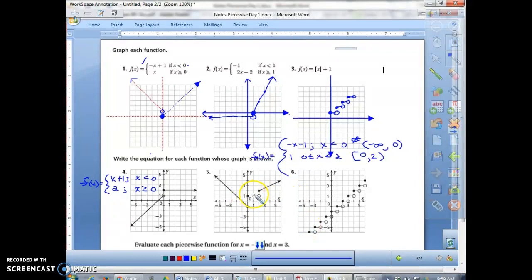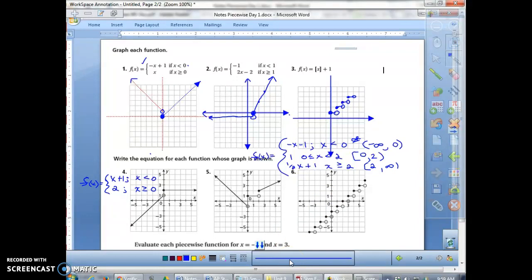Now, this one, you can kind of extend this out. This slope is 1/2, y'all see that? So 1/2 x, and where's it going to cross? At positive 1, you see that? So 1/2 x plus 1, where x is greater than or equal to what? 2. Or I could do 2 to infinity, like that. So it's not so bad, is it?